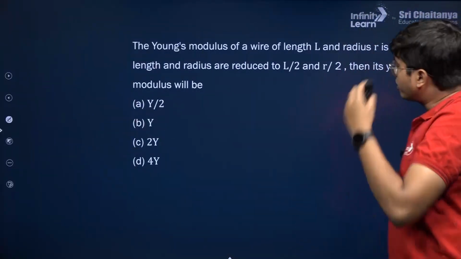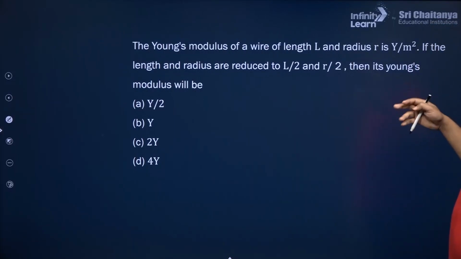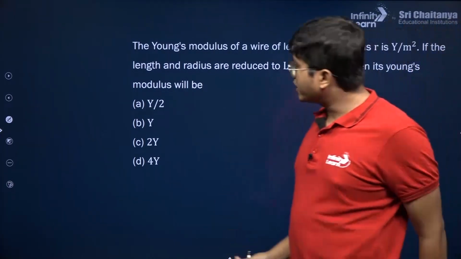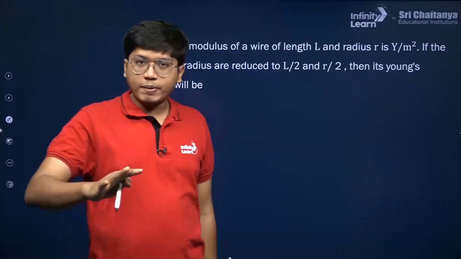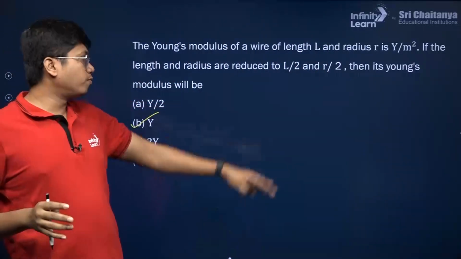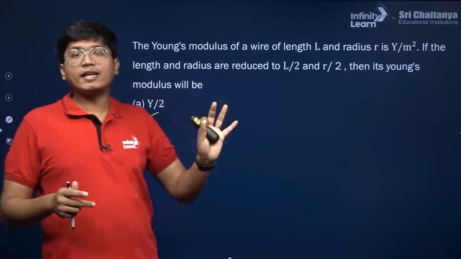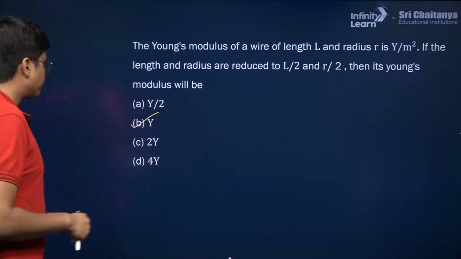Here it says Young's modulus of a wire of length L and radius R is Y per meter square. If the length and radius are reduced to L by 2 and R by 2, then its Young's modulus will be, basic theory based question. It would remain Y, because Young's modulus does not depend on the dimensions of whatever you are measuring over there. It only depends on the material of the wire. As long as the material is same, Young's modulus remains the same.